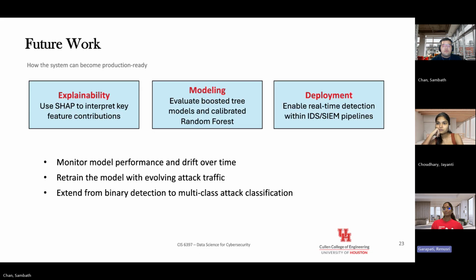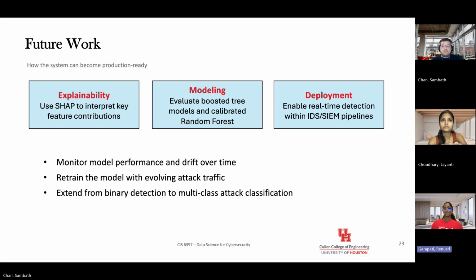Going to the future work, to improve this system further, we can add explainability using SHAP to understand the feature importance, which we are lacking here a bit. We can also test advanced models like XGBoost for potential performance gains. From a deployment perspective, integrating this into a SIEM system would allow real-time detection, which is very helpful for the analyst working on real network data. And continuous retraining would help with evolving attack patterns.